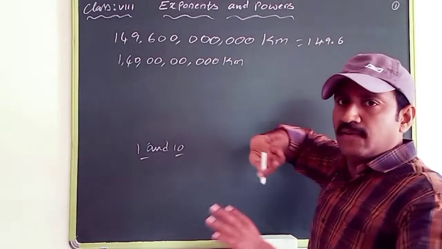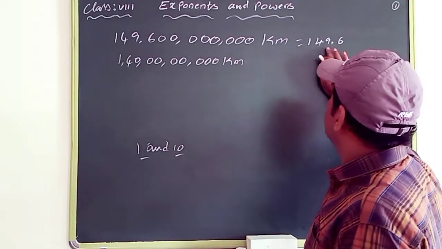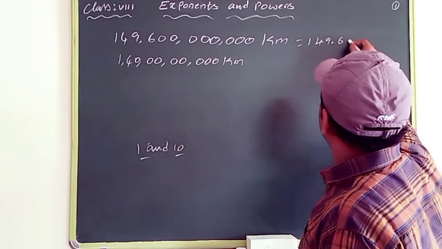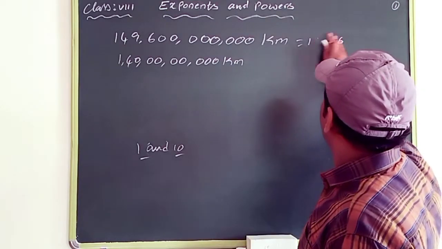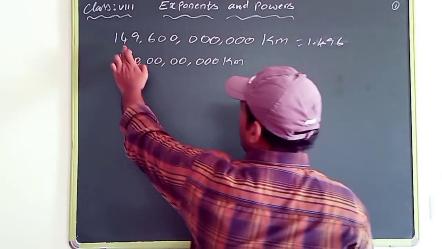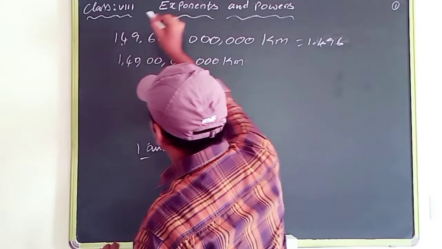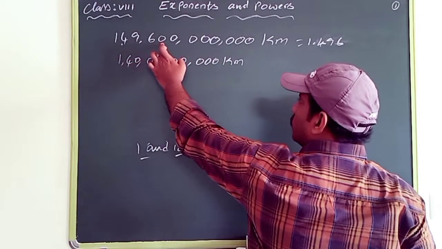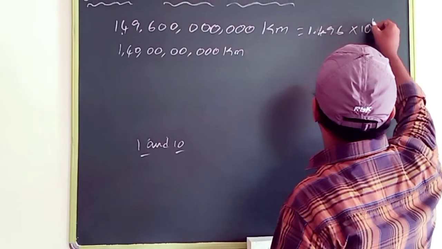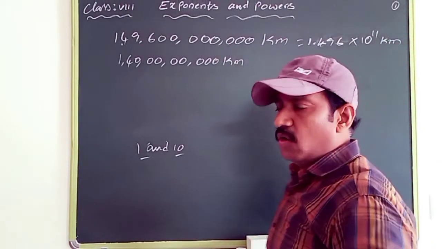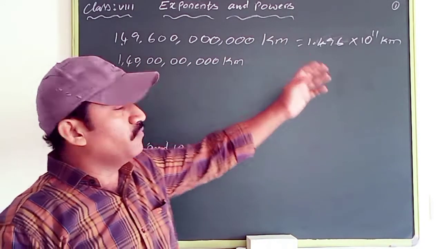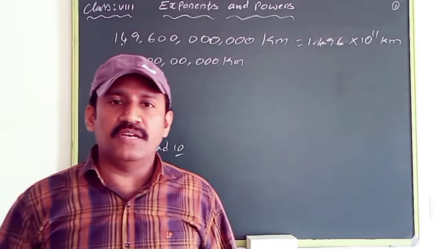So you have, like, 149.6 million kilometers. Understand? But scientific notation means we can write 1.496. See, students, I am putting the point here. After the point we have 1, 2, 3, 4, 5, 6, 7, 8, 9, 10, 11 places. So I can write 10 to the power of 11 kilometers. The distance between the sun and the earth is 1.496 into 10 to the power of 11 kilometers.